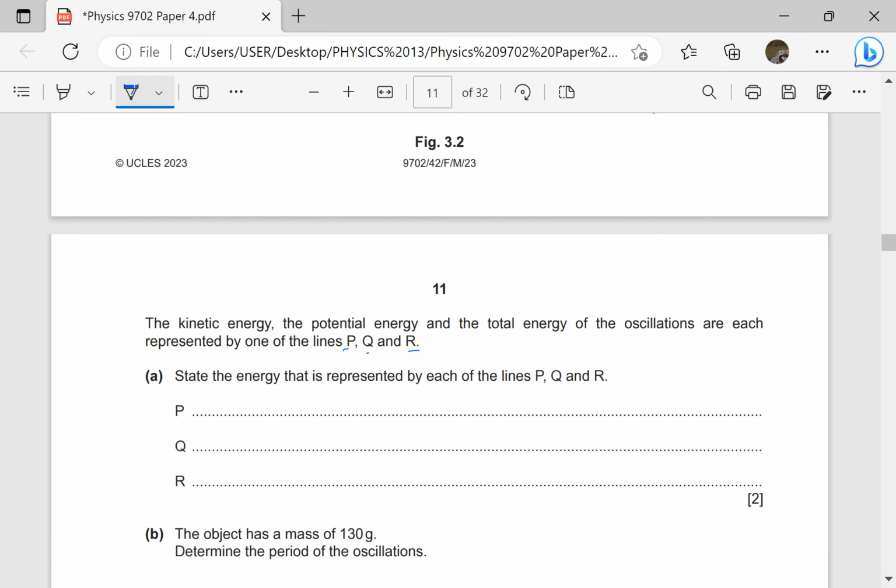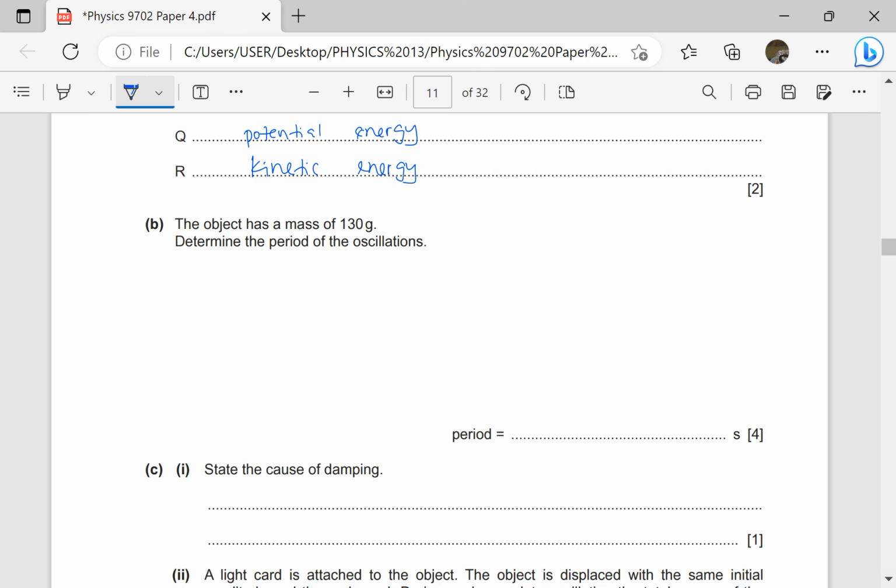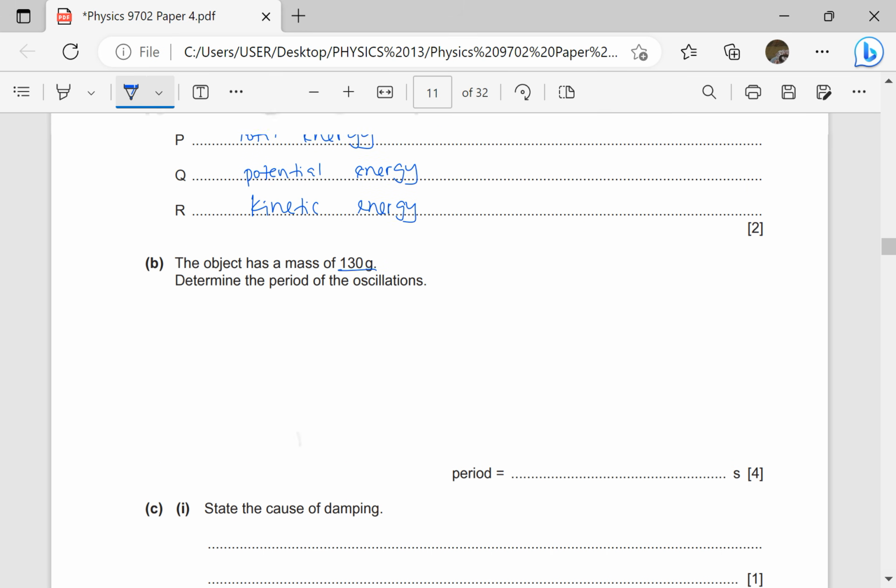Okay. So P is total energy. Then we have said Q is potential energy. And R is kinetic energy. If you have watched the videos of simple harmonic motion, we have done that several times. The object has mass 130 grams. Determine the period of the oscillations.